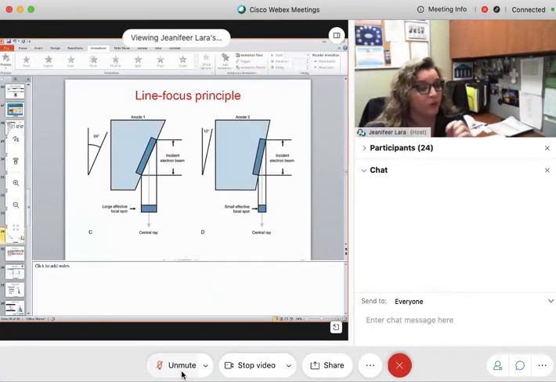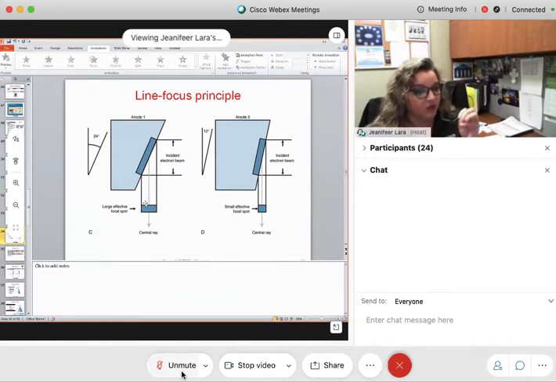However, we're not redirecting light, nor are we redirecting electrons. What we're going to be redirecting is, once the X-rays are created, we're going to direct that X-ray beam outside of our X-ray tube. So let me explain. The line focus principle says, by angling the target, we can maintain a large actual focal spot and create a smaller effective focal spot.